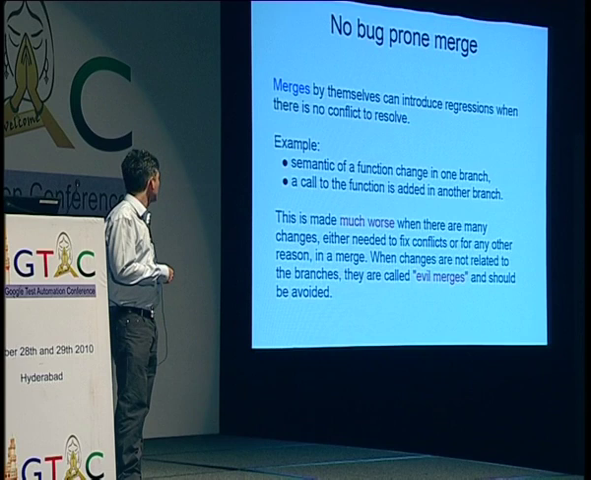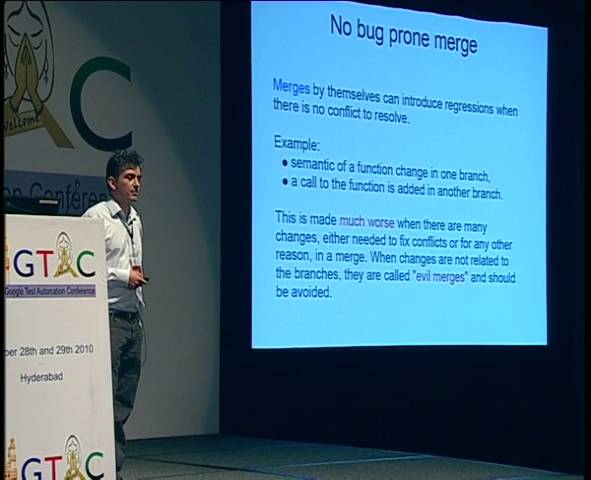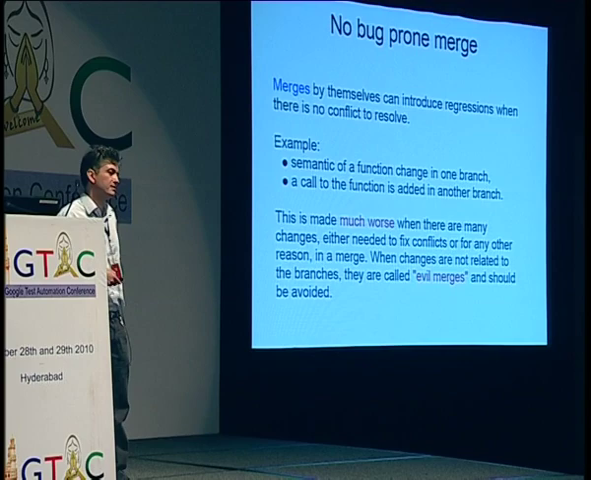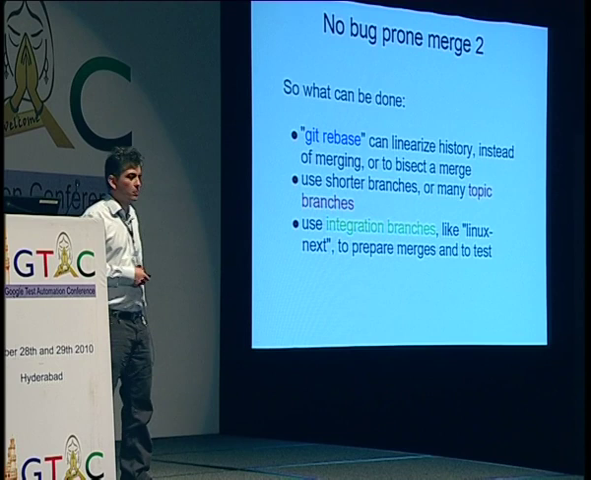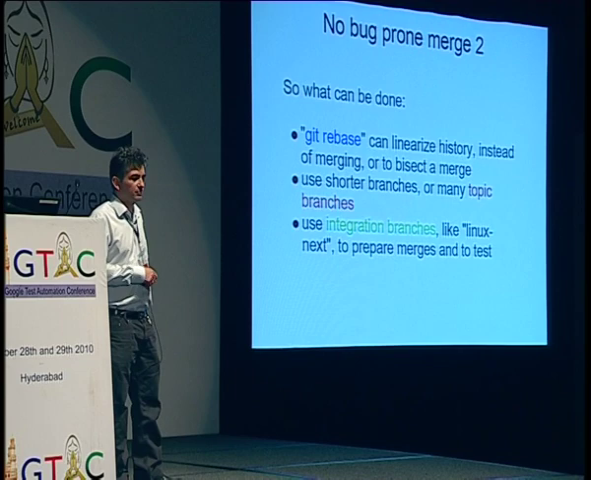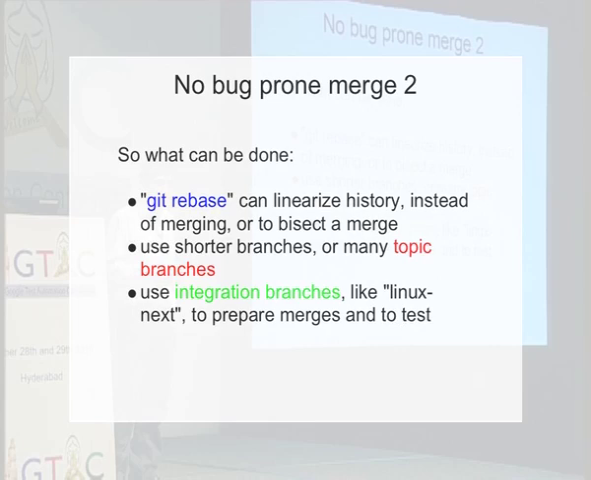And also, merges should be taken care of because they are quite bug-prone by themselves, and they are much more bug-prone when they are not done correctly, when there is a lot of code that is changed by the merge commit. But anyway, there are ways to get around this problem. Well, you can use Git rebase, or you can use short branches, which is quite easy with Git, or topic branches, and integration branches where you prepare merges and you test.